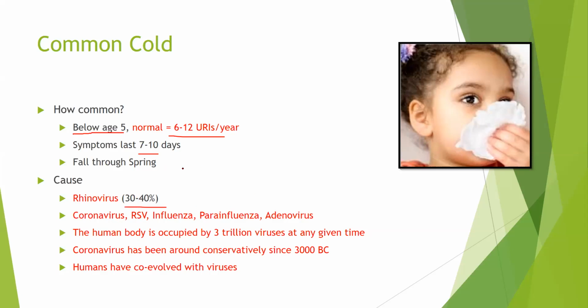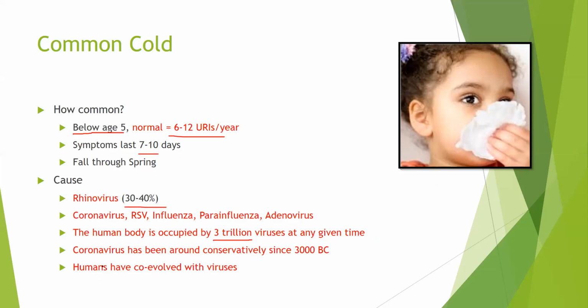30 to 40% are rhinoviruses. Then we have our coronaviruses, RSV, influenza, parainfluenza, adenovirus. These are normal viruses that we have co-evolved with over time. You know, the human body is colonized or infected by, or exposed to, over 3 trillion viruses at any time.